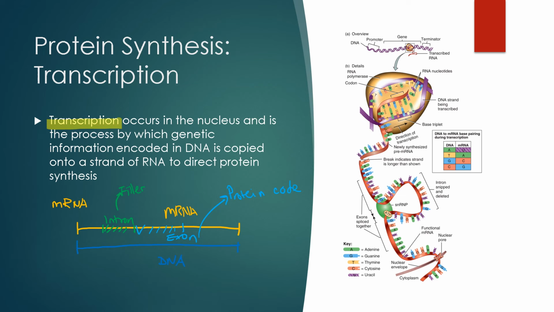All of this processing occurs in the nucleus before the mRNA is sent out to the cytosol. Now, this is just a brief overview. You don't need to remember all these specifics, but just know that the exons in mRNA code for proteins, and mRNA is just going to be that more readable version of the DNA code.